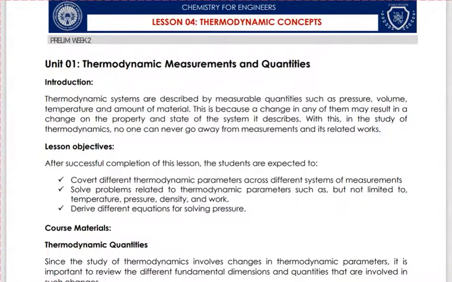Thermodynamic systems are described by measurable quantities such as pressure, volume, temperature, and amount of material. Take note of the following terms, wherein these terms are also related to the type of parameters discussed in our previous discussions. This is because a change in any of them may result in a change in the property and state of the system it describes.